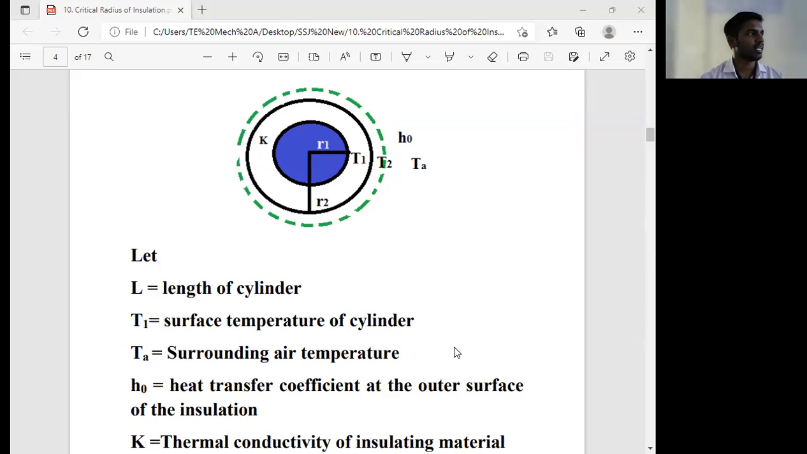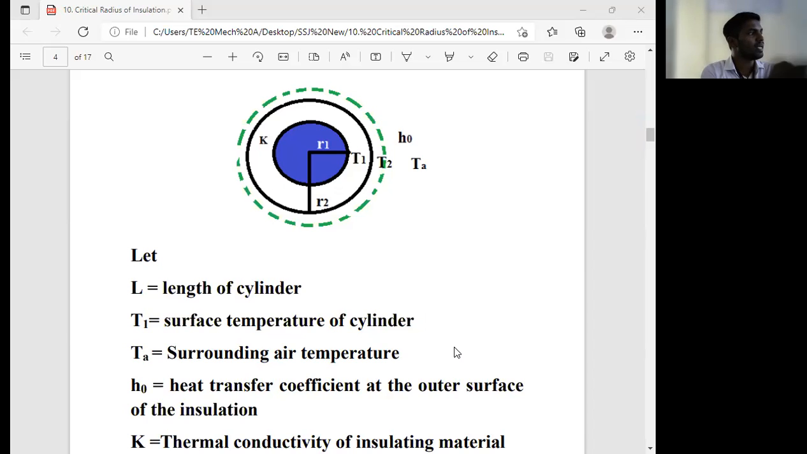How many resistances will there be? Whatever the cylinder is there, having temperature is T1. So from this cylinder to the air, heat transfer will take place. In between this, how many resistances are there? 2 resistances are there. One resistance due to the insulation and one resistance due to the air. Because of the outside air, convection resistance is there. So we have to consider the 2 resistances.